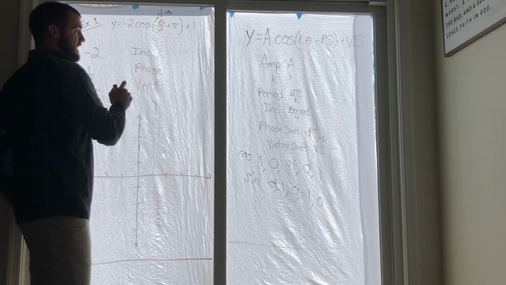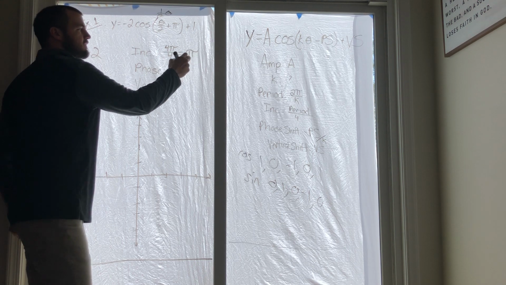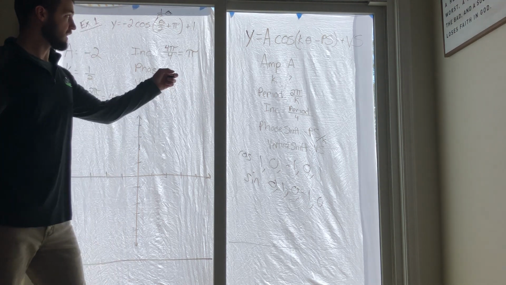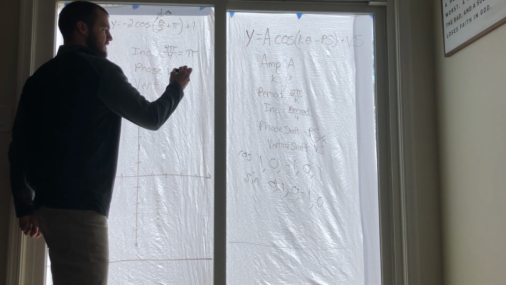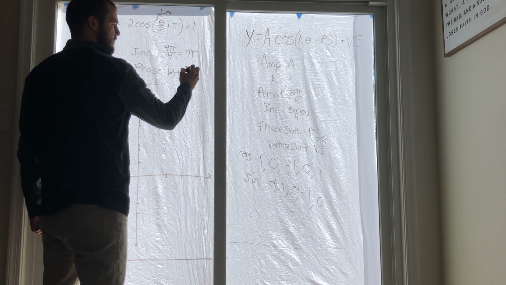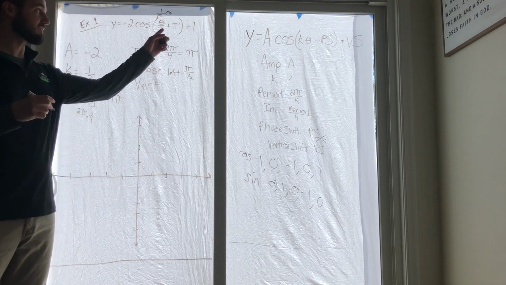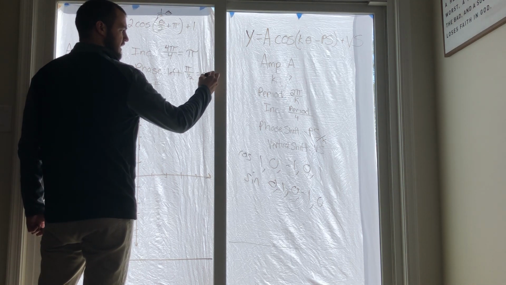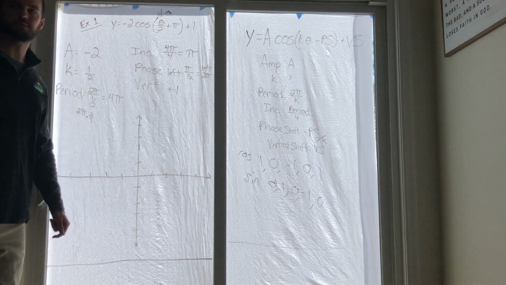Your increments, you're taking that 4 pi and you're dividing it by 4. That's kind of nice, and you'll see why in a second. All right, your phase shift. Are we going left or right? Well, it's a positive, so we're going left. And how far left are we going? Well, we're going to take that pi and divide it by 1/2. Remember that anything that moves horizontally is going to get affected by that value of k. So that's going to be 2 pi, and we're still going left. And we have a vertical shift of +1.